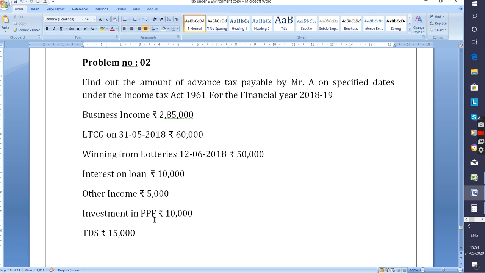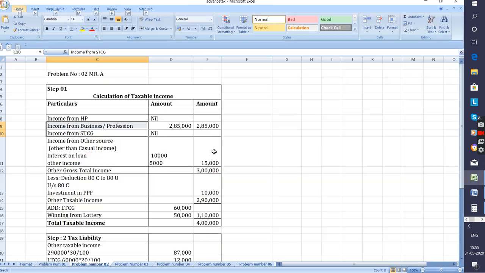Next, investment in public provident fund: they can take deduction under section 80C. Under section 80C, how much? Up to 1,50,000 can be taken. But here the amount is how much? 10,000. The full amount can be taken as deduction, so deduct 10,000. Next, TDS 15,000. This amount will be deducted from the tax liability. After calculating the tax liability, you have to deduct the TDS. This is the problem. Next, we will see the solution.